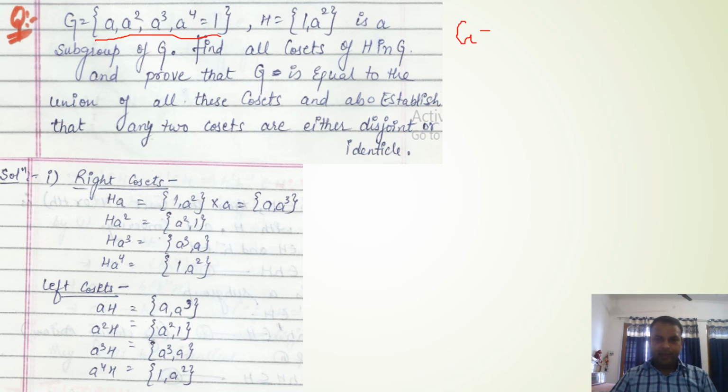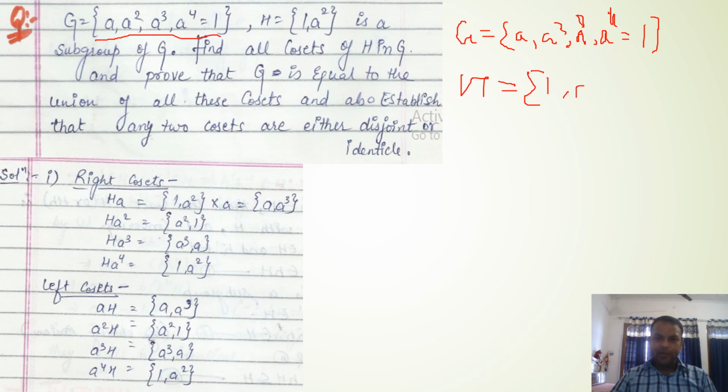The total number of elements in G is 4, which are a, a square, a cube, and a to the power 4. As the value of a to the power 4 is equal to 1, it is a cyclic group, and the order of this group is 4. It has 4 elements. Let us suppose we are taking 2 elements from this group G, and we are saying that it is a subgroup. It is given in the problem.